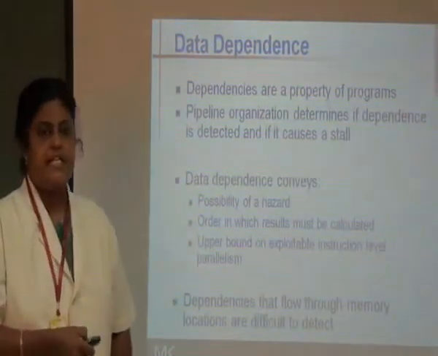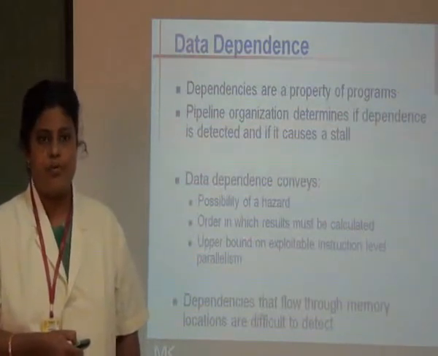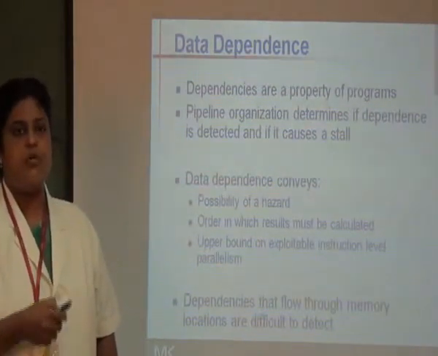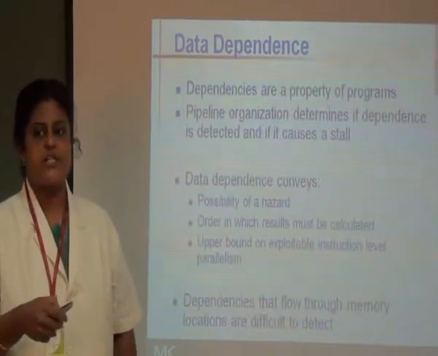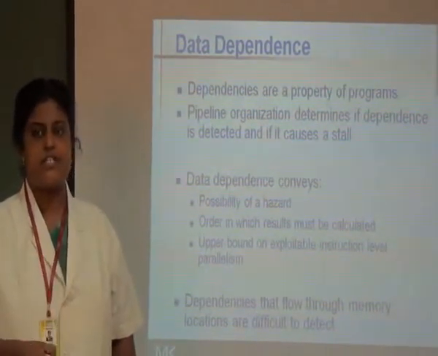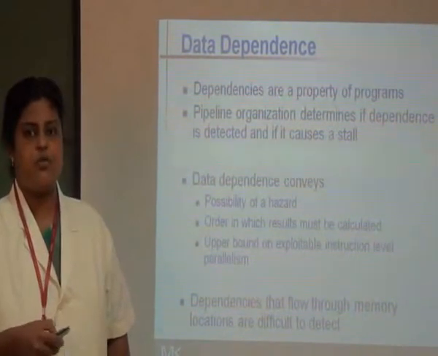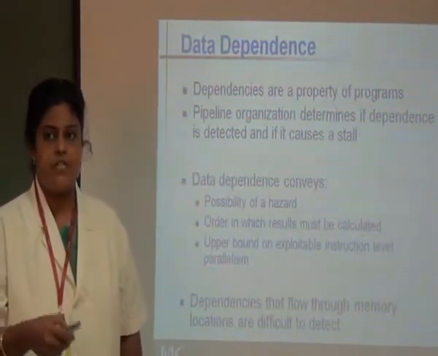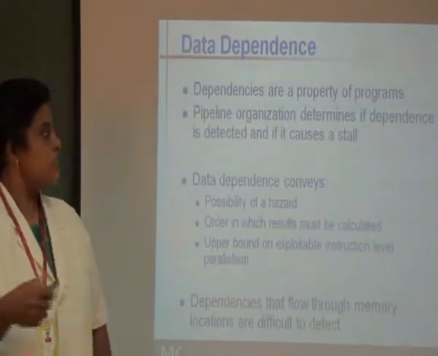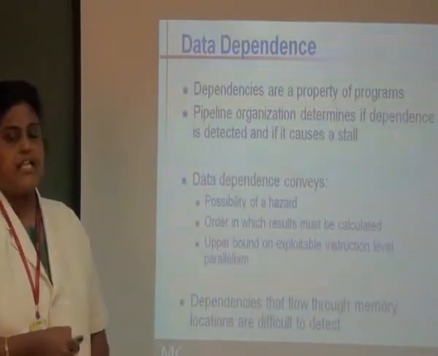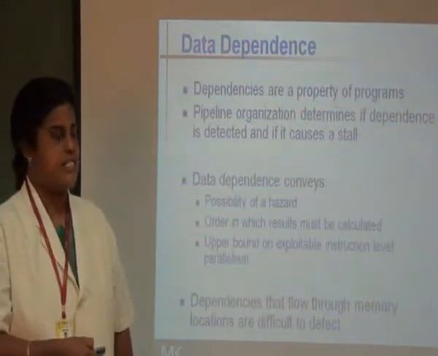So basically, dependencies are going to be a property of a program where we cannot eliminate data dependencies as a whole, because a program is a sequence of instructions, and the result of execution of an instruction has to be taken into account when we execute the next instruction. So therefore, what could be done if data dependencies arise?